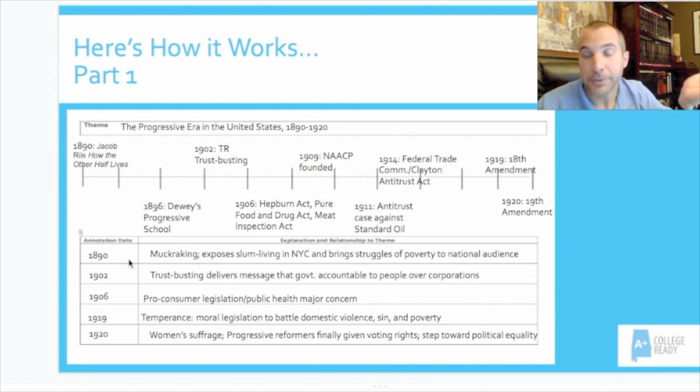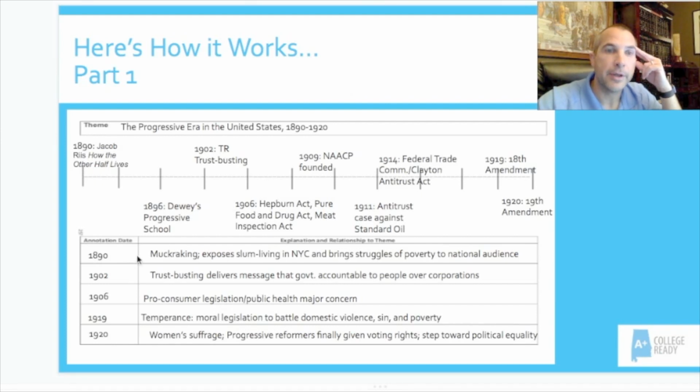3 decades for a reason, beginning in 1890, because 1890 is a pretty important year. So in the muckraking and exposing the slum living in New York, this national audience finally begins to look more at the issues of poverty and how so many of the American people were living. Maybe they'll choose 1902 as a big one, because you have this idea that maybe the government is becoming more accountable through the Roosevelt administration, becoming more accountable to the people over the corporations.